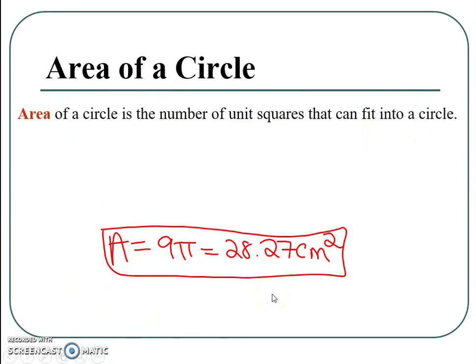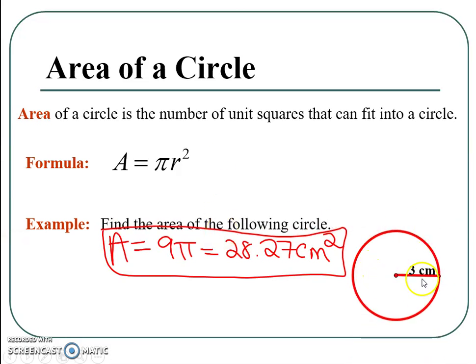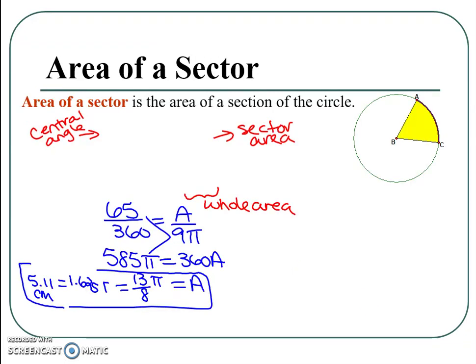So let's look at another thing. Area of a circle. Area of a circle is the number of unit squares that can fit into a circle. Formula for area of a circle is area is pi r squared. So for example, if you have circle with the radius 3, you're going to do pi r squared, which is 3 squared, which is 9. So you're going to press 9 pi, which is 28.27 square centimeters. So we're going to look at area of a sector. Area of a sector is the area of a section of the circle.